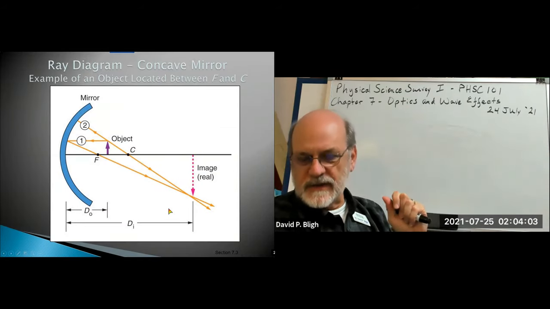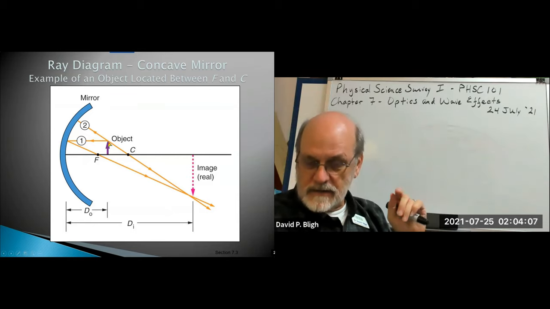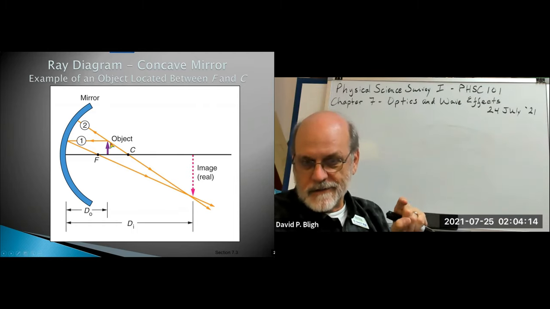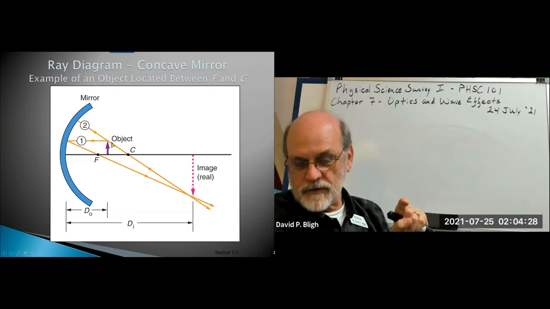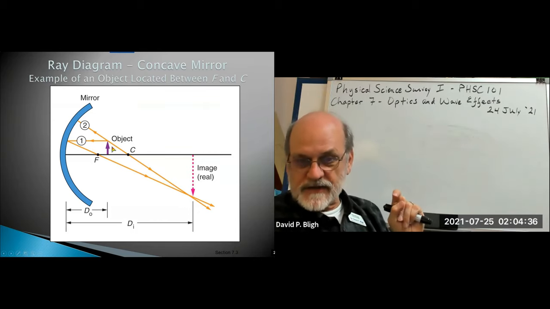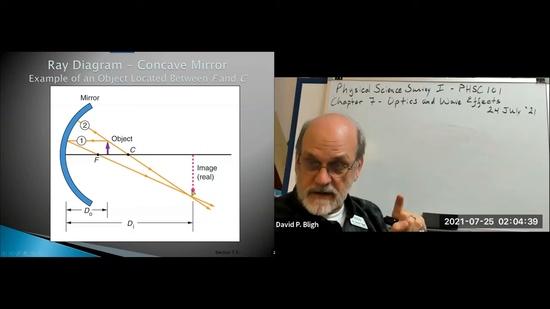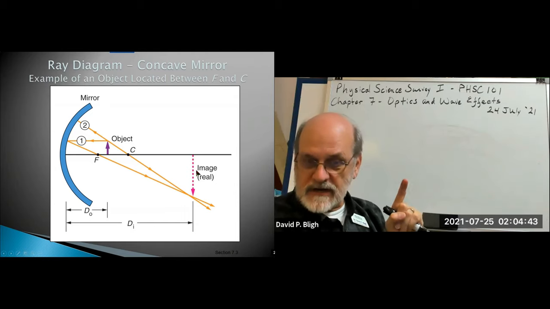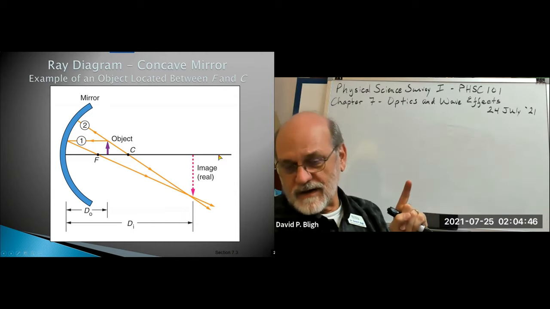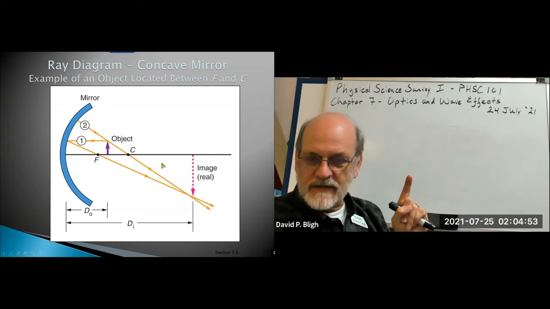Okay, here's another possibility. So now we have the object here. It's between the focal point and the center of curvature. Right there. So we draw a parallel and bounce it through the focal point and just continue on. And then the other one, we draw bouncing off the mirror and going through the center of curvature. And here's where they meet. Okay. And in that process, the image is inverted again, but it's larger than the object in this case. So when we put the object way out here, we got a small inverted image. When we put the object here, we get an inverted larger image.